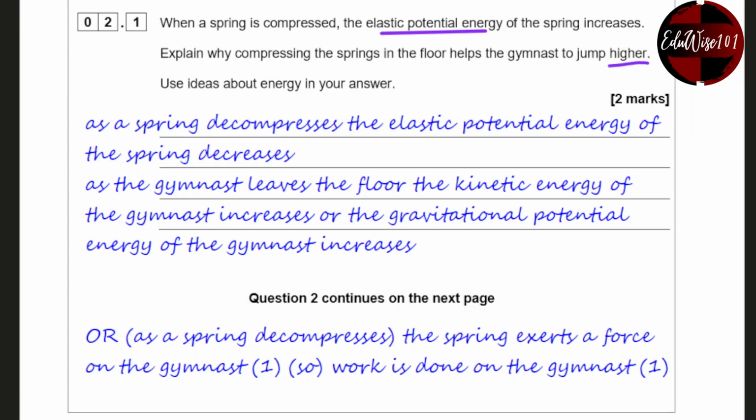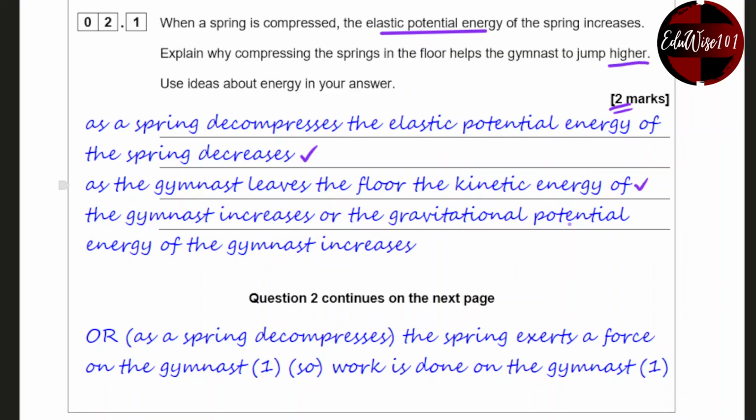As a spring decompresses, the elastic potential energy of the spring decreases. As the gymnast leaves the floor, the kinetic energy of the gymnast increases, or the gravitational potential energy of the gymnast increases. That should give you the 3 marks, right? So when it decompresses, the elastic potential energy decreases. As the gymnast leaves the floor, kinetic energy of the gymnast increases and gravitational potential energy increases. So it's only for 2 marks.